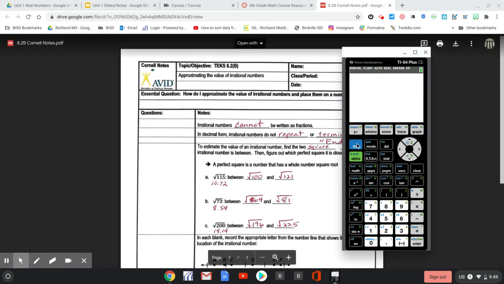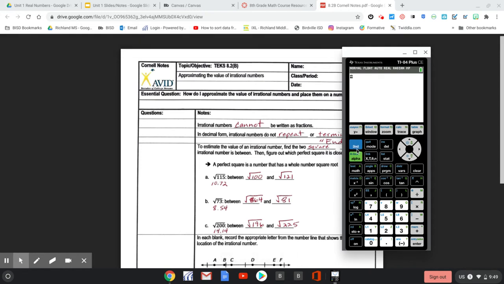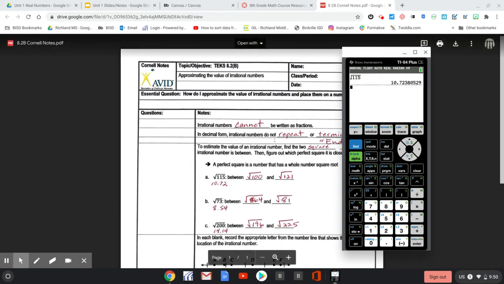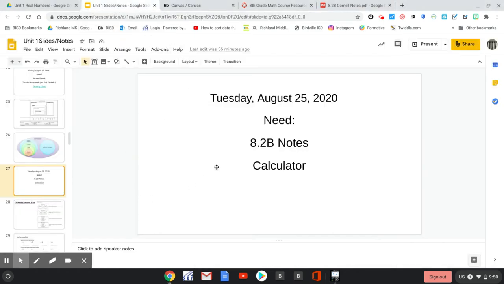So let's just do that right now. Second, you're going to hit this blue second button. And then you're going to see that this square root is blue. That's why you need to use the second, because that'll put that command in there. There's your square root button. You're going to hit 115 and enter. 10.72, perfect.